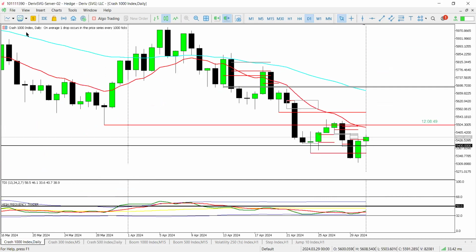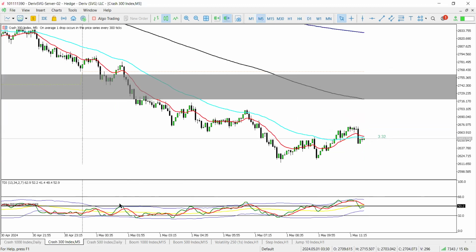So same applies to C1. If the daily turns bearish, we might still get a short-term sell. It's still short-term on C1. All right, so C3, I also realized yesterday they ended up dropping.